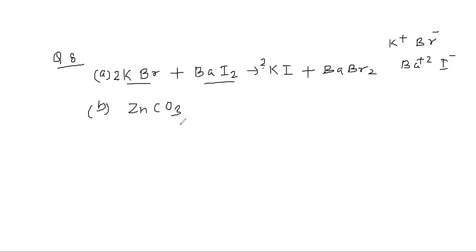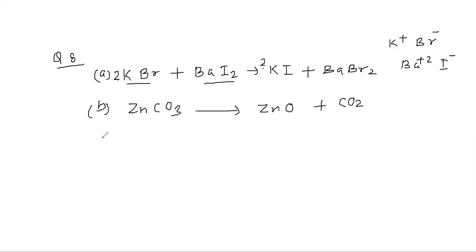B part is zinc carbonate, ZnCO3. Carbonate has valency -2, zinc has +2. When it is heated, it gives zinc oxide, ZnO, plus CO2. This is the balanced chemical equation. So this is an example of a decomposition reaction because one reactant is breaking into two products.